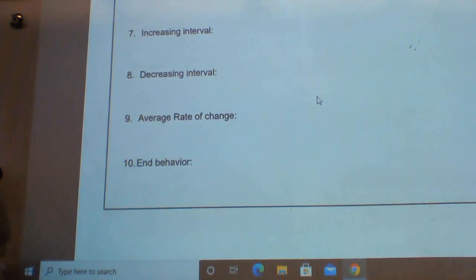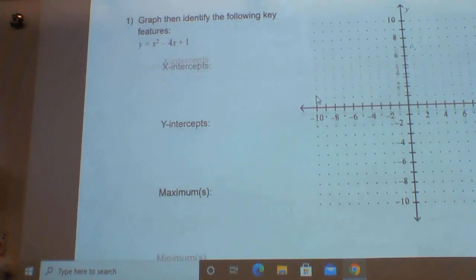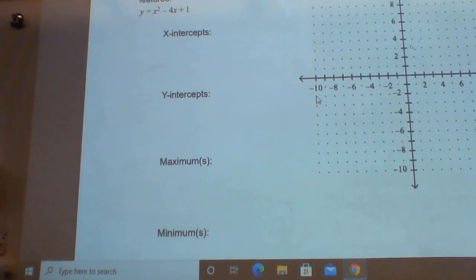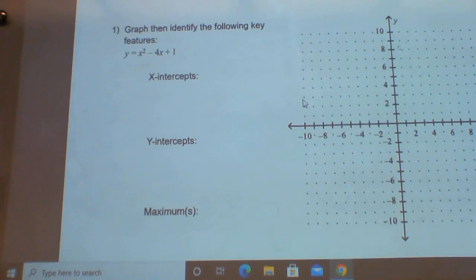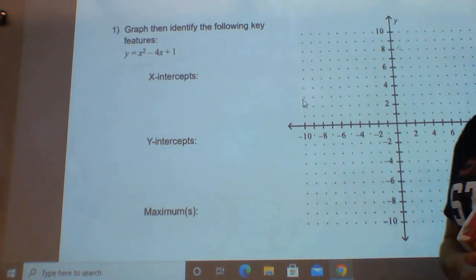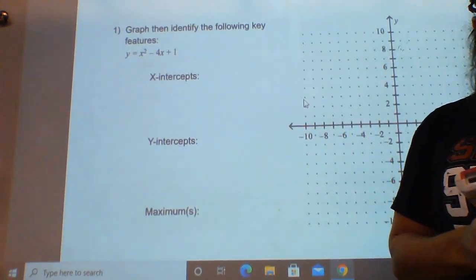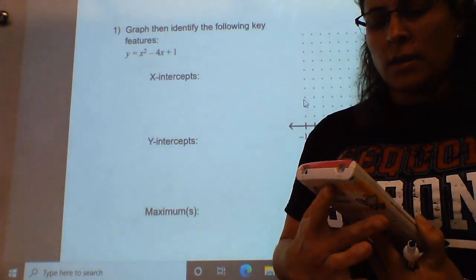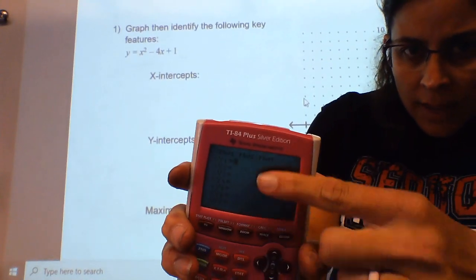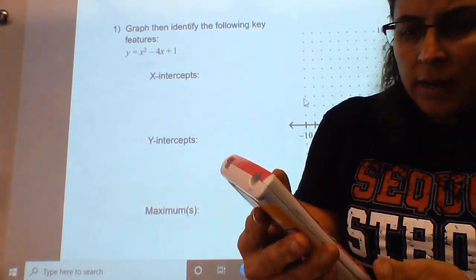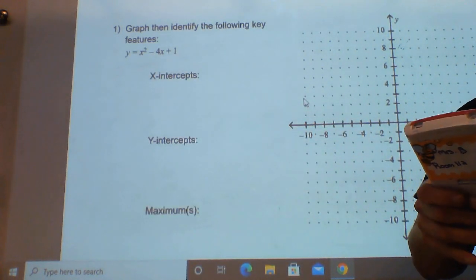So if you're following along in your packet, you're going to want to go on to the next page. And we're going to go ahead and graph this. That's what's really nice about having a graphing calculator, is that you can pull that out and we can graph that. So if you remember in your graphing calculator, you hit the y equals. You want to make sure none of your plots are on. And we're just going to plug this in our graphing calculator.